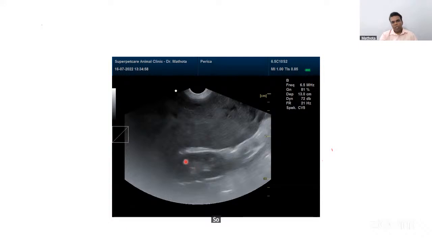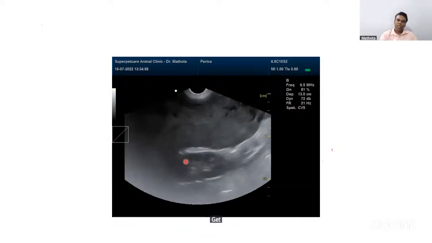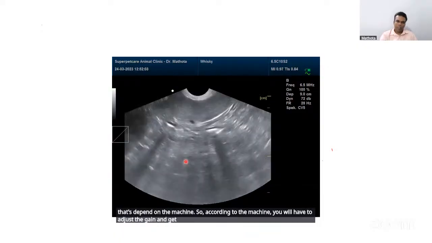Normally it says you can keep the gain around 60%, but depending on the machine, it changes. On some machines you will have to go for higher gains to get clear images. On other machines, with lower gain, you will get clear images. That depends on the machine. So according to your machine, you will have to adjust the gain and get the images.